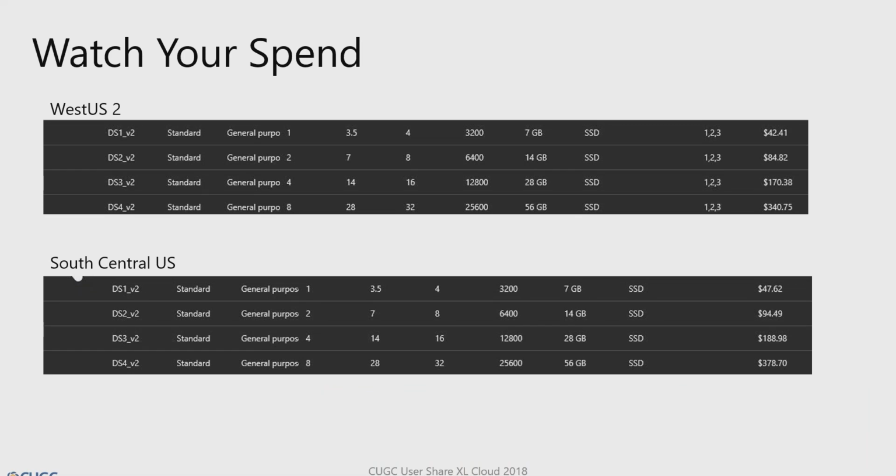So when you look at West US 2, if you're looking at any of these types of machine types, or instance types, along with South Central US, look at the price difference. Sure, 47.62 to 42.51, not a big deal, right?